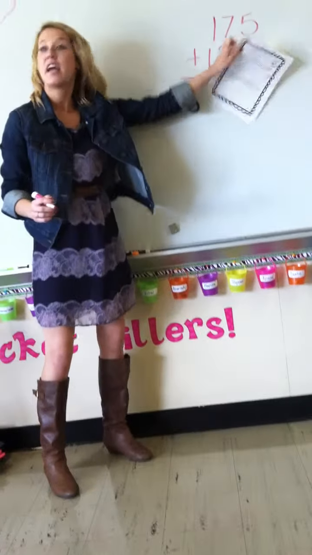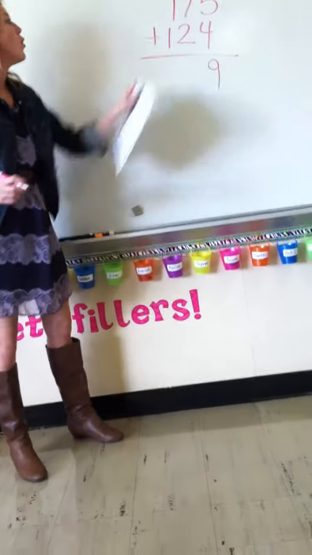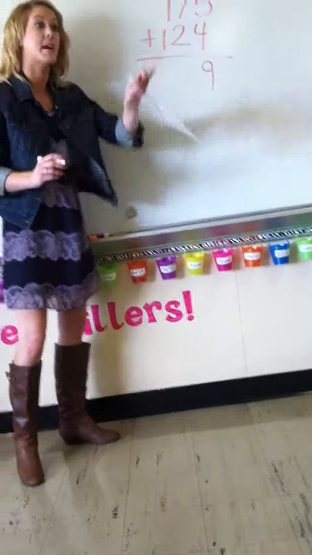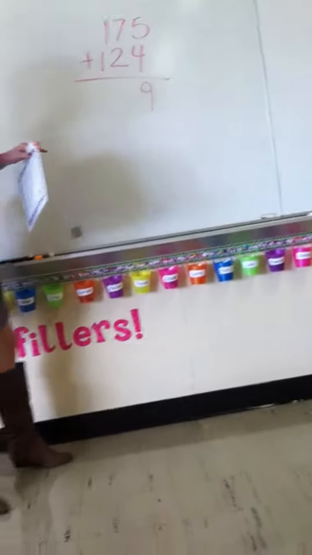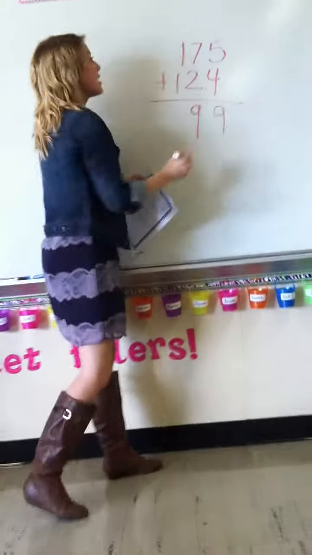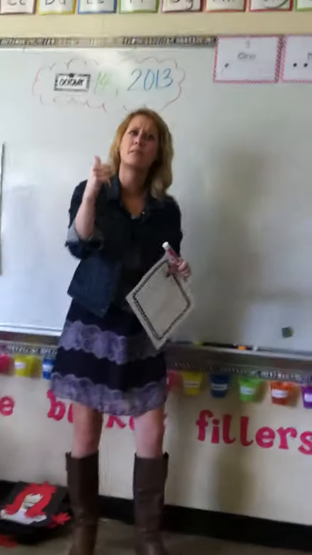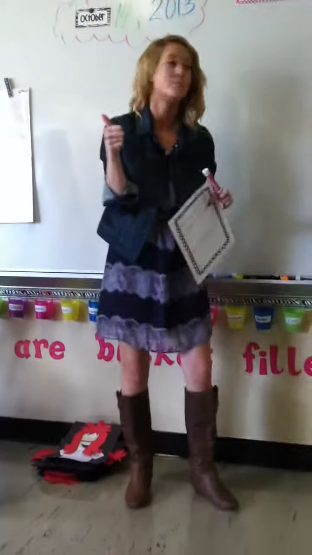We have a 7 and a 2 in our 10s column. What is 7 plus 2, Shemaya? 9. Good. It's a double. And then we have 1 plus 1 in our hundreds column. What's 1 plus 1? Shyla? 2. Good. So our answer is 299. Thumbs up if you got that answer correct.